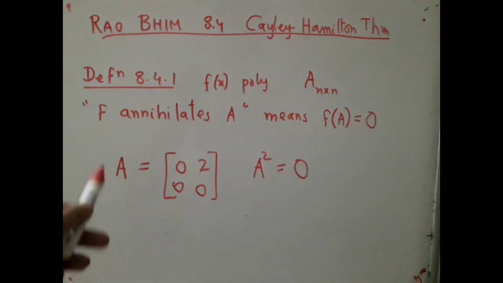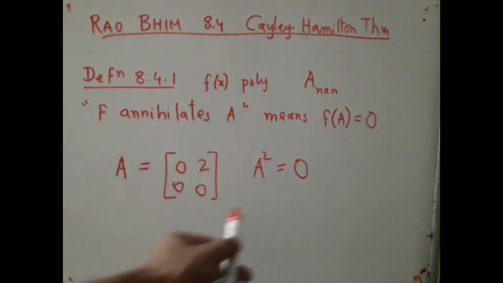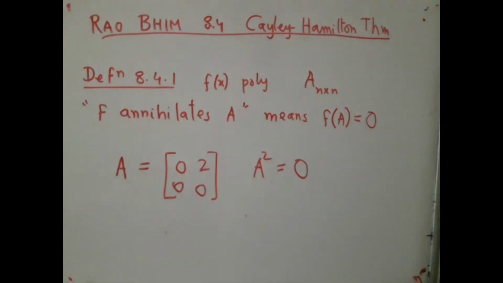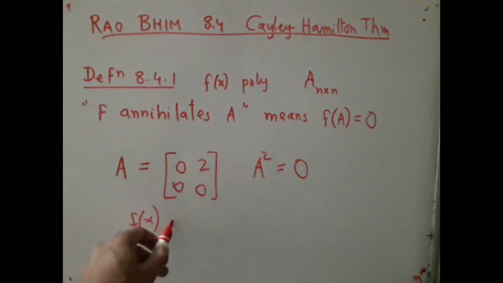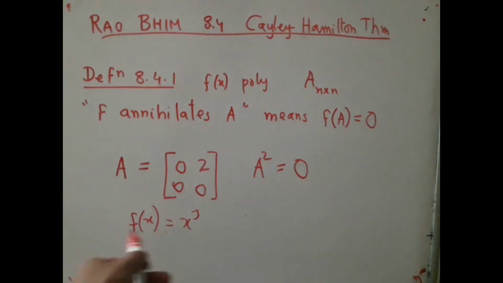As an example, suppose A is the matrix 0, 2, 0, 0, then you can easily check that A squared is the 0 matrix. So we can say that f(x) equal to x squared annihilates A. And of course, I can even take x cubed, that also annihilates A. In fact, any multiple of x squared will also annihilate A.